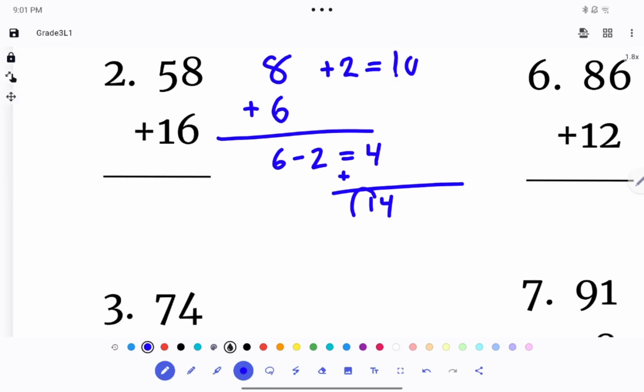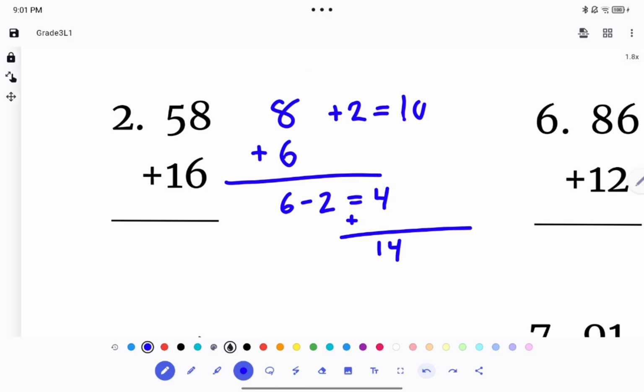And since we can't have a 10 in the first column, we carry it on over up top here. And then we bring down the 4 over here. So we get 1 plus 5 plus 1 is equal to something. So let's see. 1 plus 5, that's equal to 6. 6 plus 1, that's equal to 7. So we get 74.